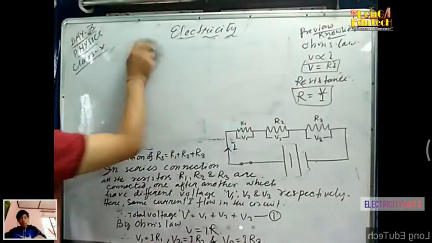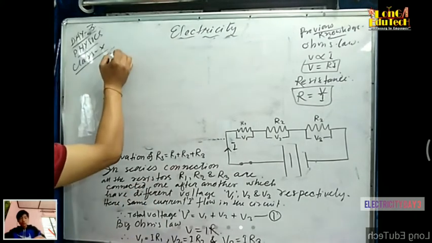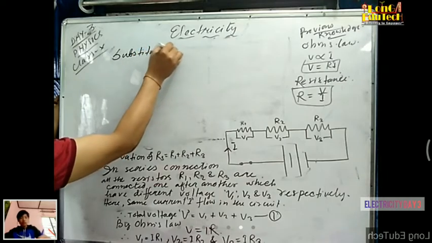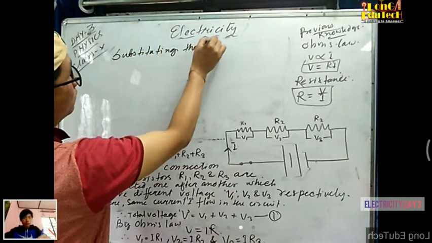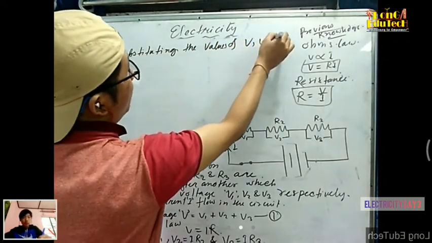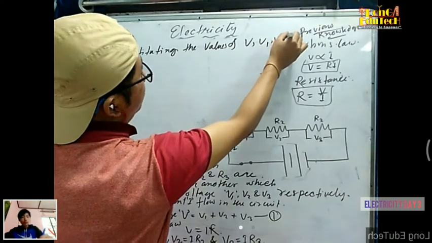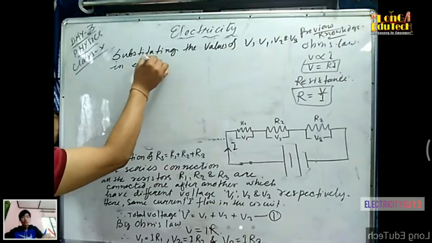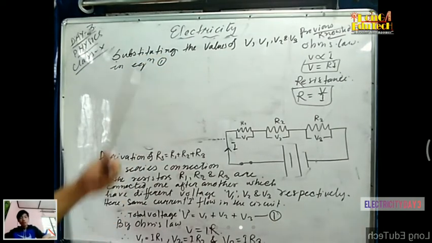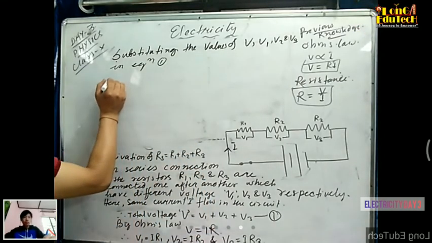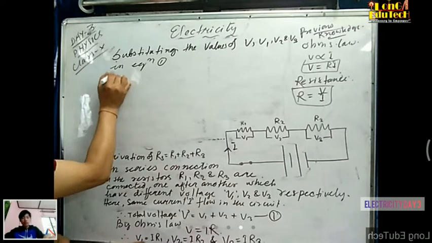Okay, so here what will come? Substituting the values of V, V1, V2 and V3 in equation number 1. Otherwise, shortly what can we write? Substituting the values in equation number 1, that also works. Okay, let us write equation number 1 at least.